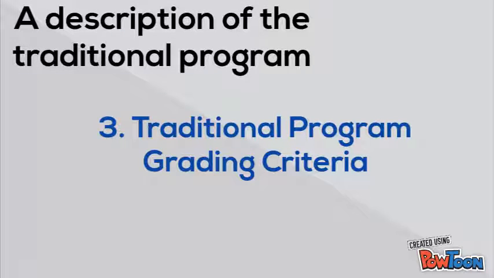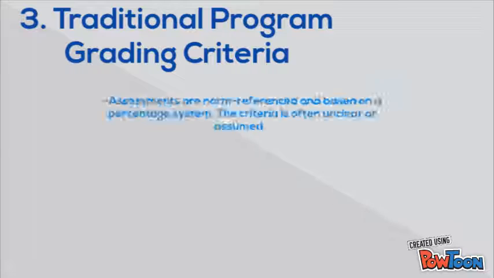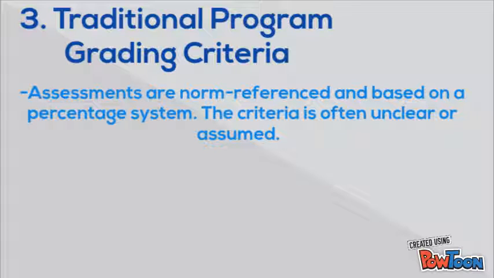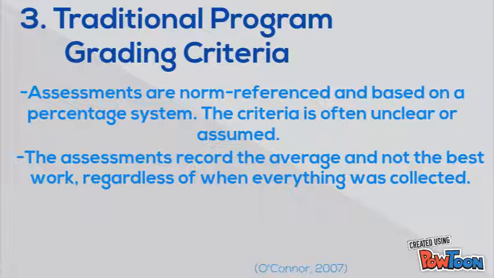The final portion of the system is the traditional program grading criteria. Assessments are norm-referenced and based on a percentage system. The criteria is often unclear or assumed. The assessments record the average and not the best work, regardless of when everything was collected. This can bring students' grades down because of an uneven distribution of strengths and weaknesses in a student's learning.